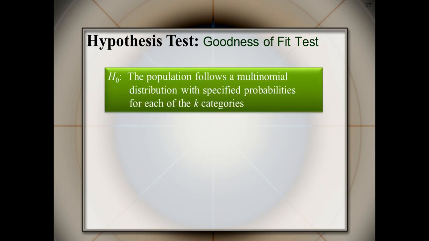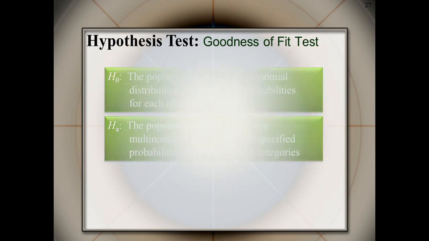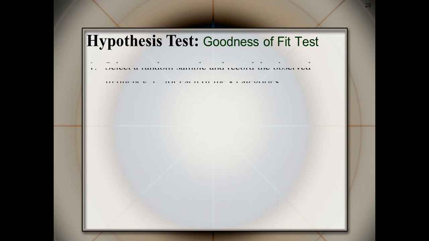Let's see, the hypothesis here is that the population follows a multinomial distribution with specified probabilities for each of the k categories. And the alternate hypothesis will be the opposite of that: the population does not follow a multinomial distribution with specified probabilities for each of the k categories. Let's see one problem to understand the application of the goodness of fit test. Before that, let me explain the procedure.